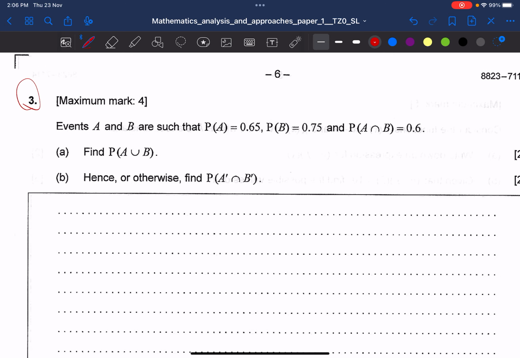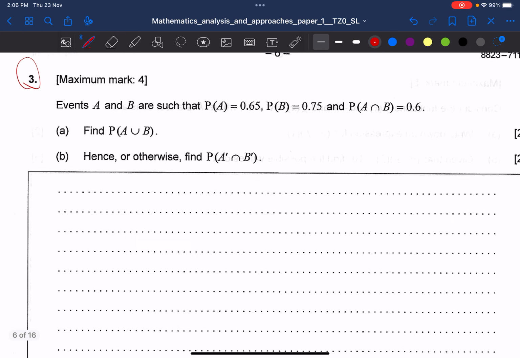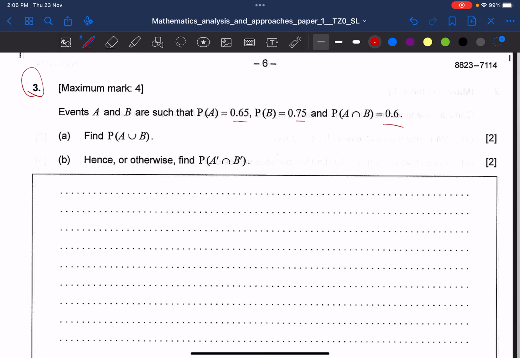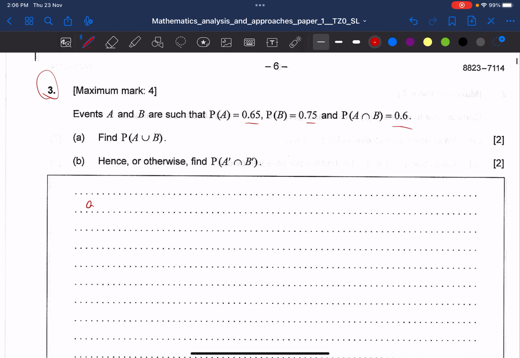Question 3 is a probability question. Given events A and B such that P of A equals 6.65%, P of B is 75%, and they also give you the intersection. Find P of A or B. In the formula booklet, I hope you remember there's a section dedicated to this: P of A plus P of B minus P of A and B. We just plug in, and we have the answer here.